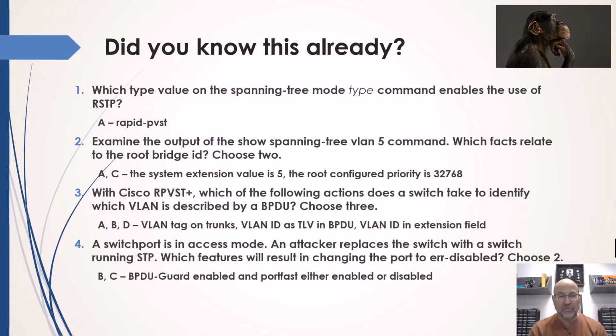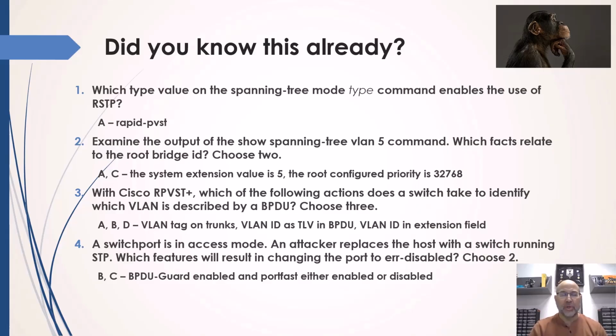Question number 3, with Cisco Rapid PVST+, which of the following actions does a switch take to identify which VLAN is described by a BPDU? Choose 3. And this is related to all of the things that we were just talking about. The minute you're doing VLANs and Rapid PVST+, we're going to have some trunks. We're going to have a type length value in the BPDU that indicates the VLAN, and the VLAN ID will be in an extension field. So all of those are related to the fact that we're running per-VLAN spanning tree plus, and that we've got trunks.